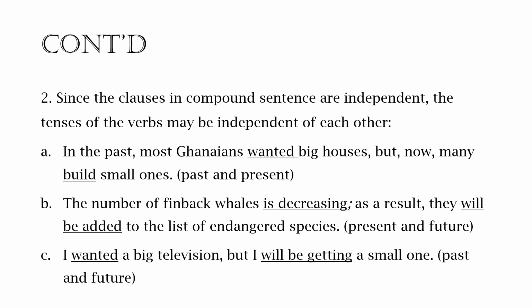Two, since the clauses in compound sentences are independent, the tense of the verbs may be independent of each other. So: in the past, most Ghanaians wanted big houses, but now many build small houses. In the past, most Ghanaians wanted big houses is one part of the compound sentence. This is one clause, and then now many build small houses, and they are joined together by the coordinating conjunction. The first part expresses something in the past, but the second part expresses a present situation. That is gone with the days when Ghanaians wanted big houses. The current situation is that many will prefer small houses to big houses.